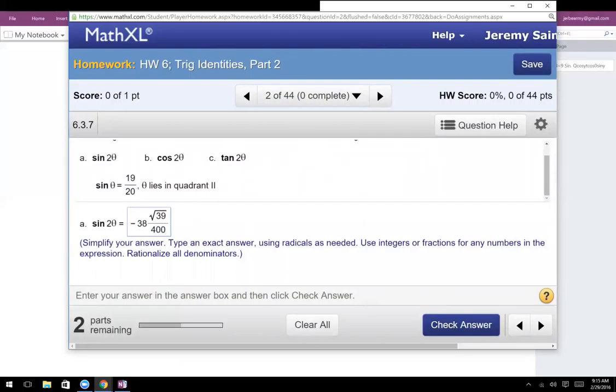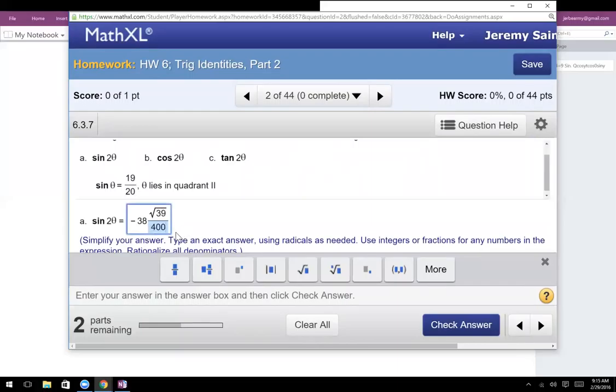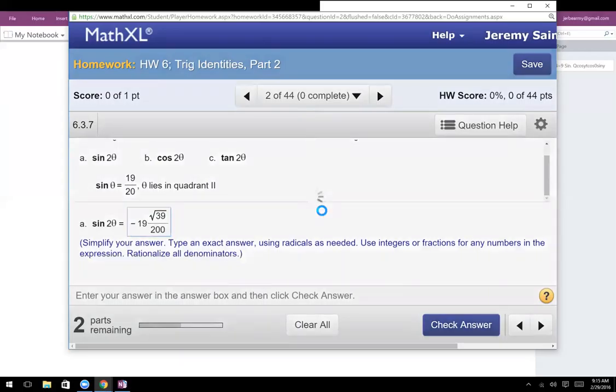I guess I can reduce that fraction, can I? 38 over 400 would be, well, it doesn't matter. But it does matter that it will reduce, because 38 over 400 is 19 over 200.